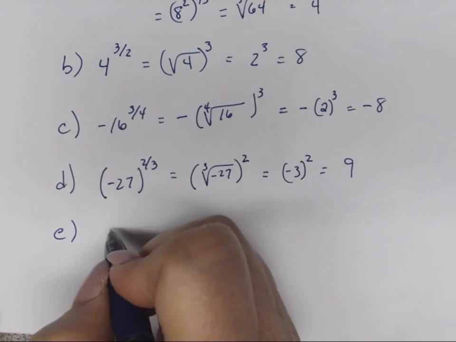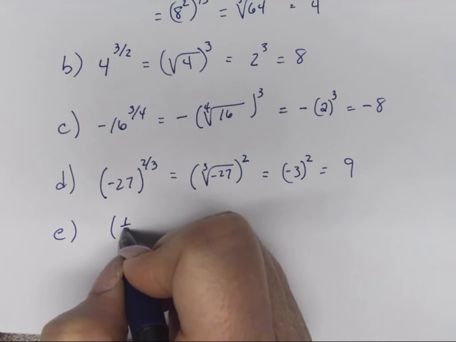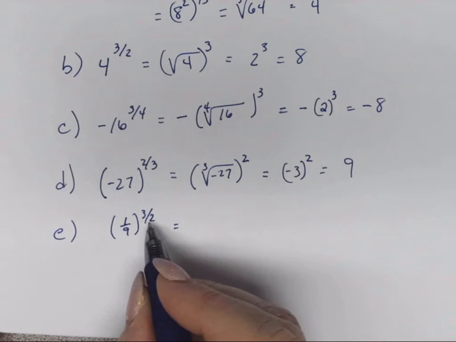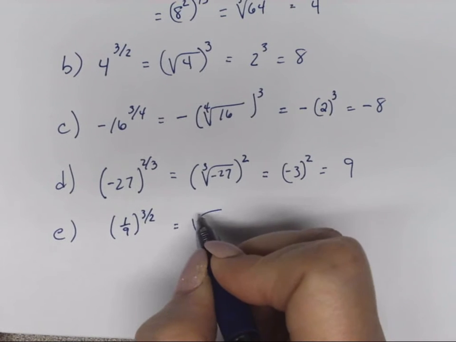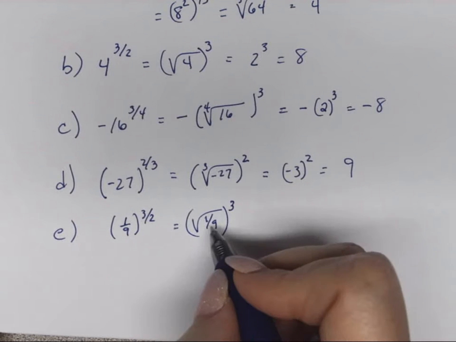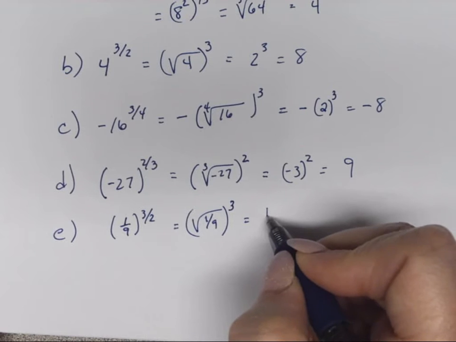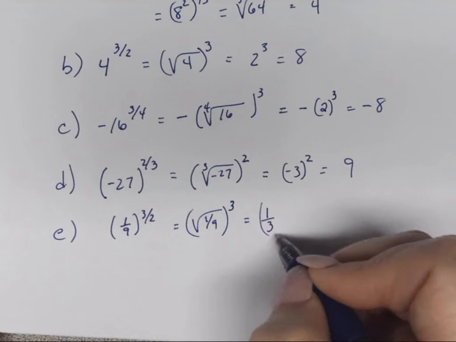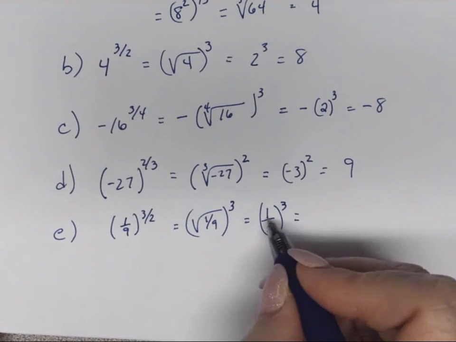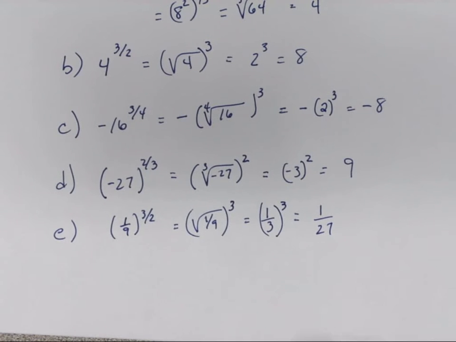And our last one on this part is if we have 1 over 9 to the 3 halves power. Well, I can take the square root of 1/9, so I'll do the square root of 1 over 9, and then I will raise it to the 3rd power. The square root of 1/9, they are both perfect squares, so that'll end up with 1 over 3. Square root of 1 is 1, square root of 9 is 3, being raised to the 3rd power. 1 to the 3rd power is still 1, 3 to the 3rd power is 27.